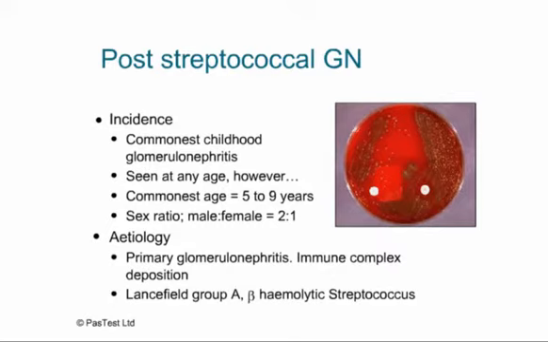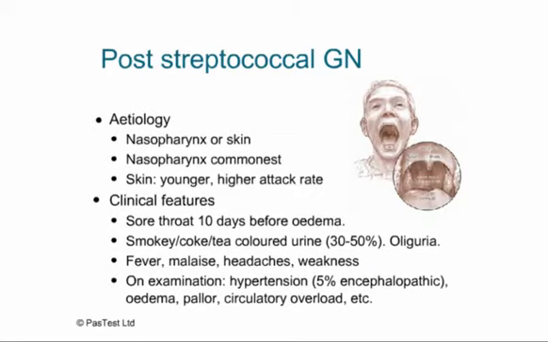And the etiology of the disease is that it's a primary glomerulonephritis with immune complex deposition related to Lancefield group A beta hemolytic streptococci. And this illustration shows on a petri dish beta hemolysis produced by streptococci. The organism's found typically in the nasopharynx or the skin. In the UK, it's seen much more frequently in the nasopharynx. In Africa, the organism's found most commonly in the skin, but if you have skin carriage, then we see that in younger individuals and they have a higher attack rate.